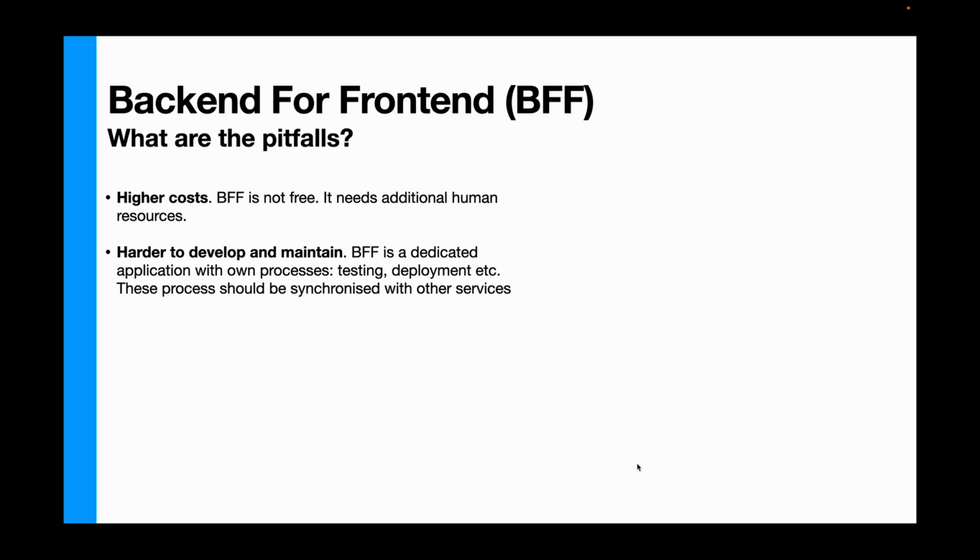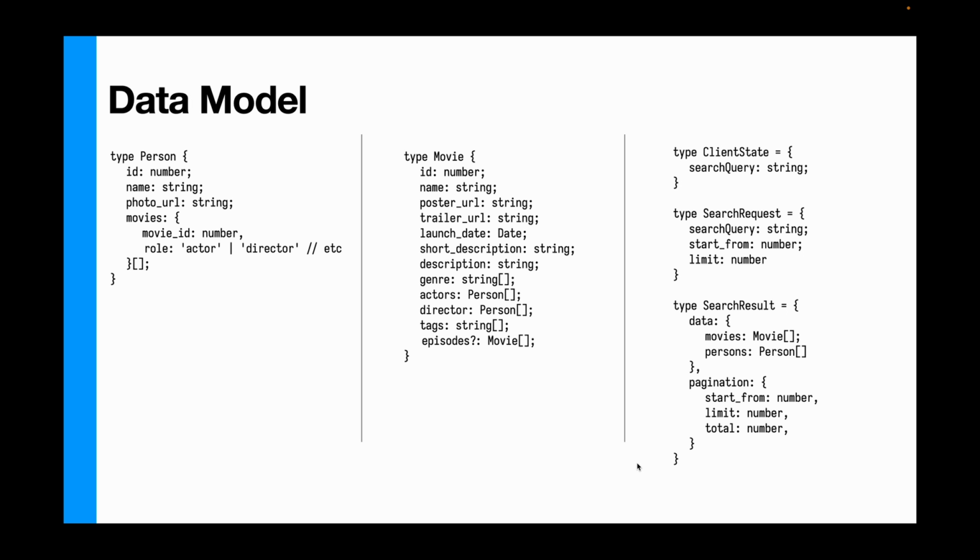Let's look at the data model. We have two main entities. Person, which may be an actor or director or scripter or any person related to the movie, or a person may combine these roles. The next entity is movie. Movie can be a movie or a TV show. Also, we have a client state, which has only one field, but in real life it would be much bigger. Also, we have a search result, which contains pagination fields.